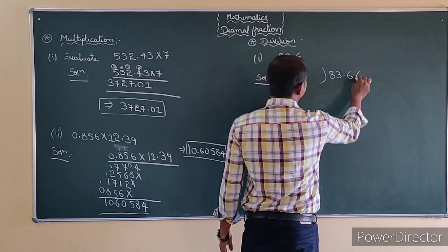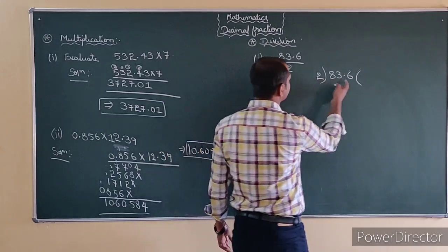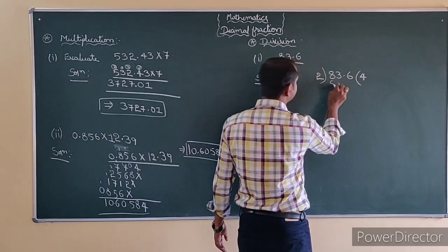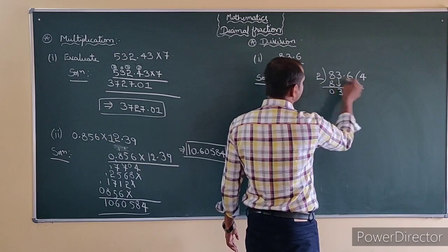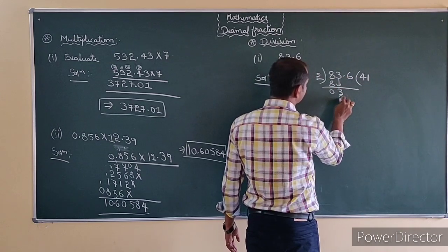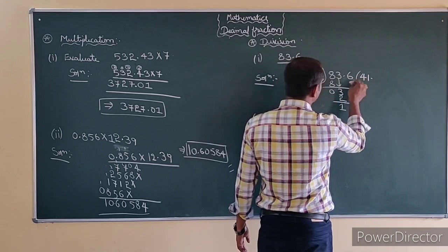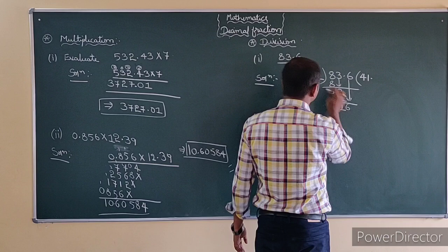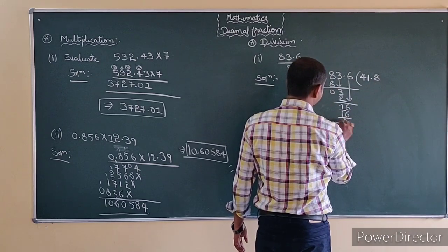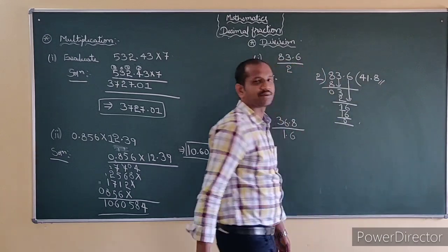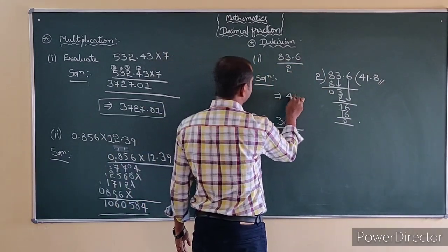I have taken 83.6 divided by 2. I can do it in this division method itself. Let me try. We know that 2 4s are how much? 8. Goes, bring 3 down. Yes, 2 1s are how much? 2. So I have 1 carry. Since a point is there, place a point and bring 6 down. 2 8s are 16. So this is how much? 41.8. Very simple. So the division answer is 41.8.